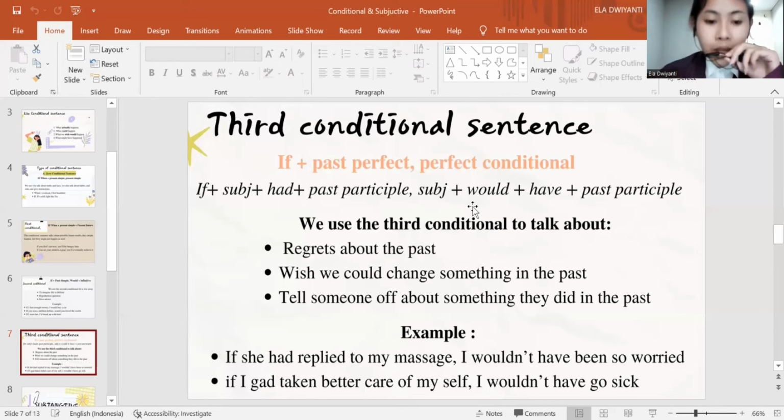For example, if she had replied to my message, I would not have been so worried. If I had taken better care of myself, I would not have gotten sick. I'm sorry.